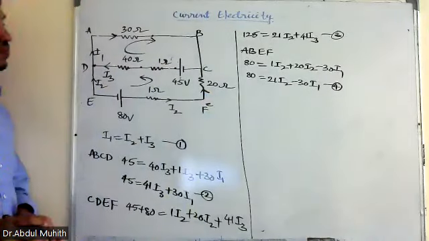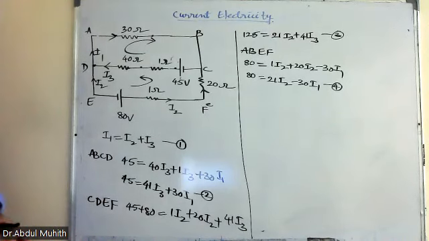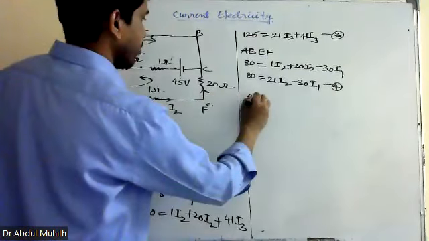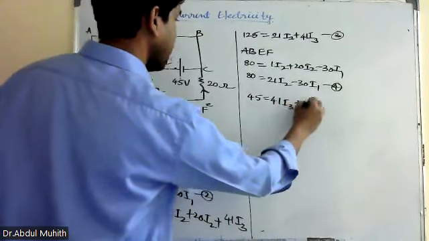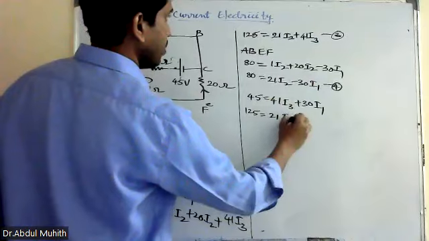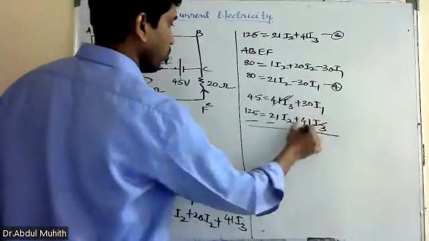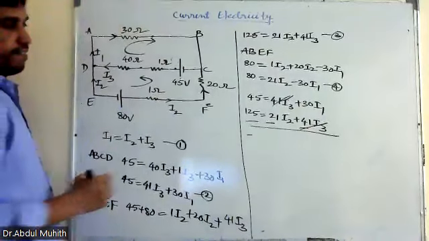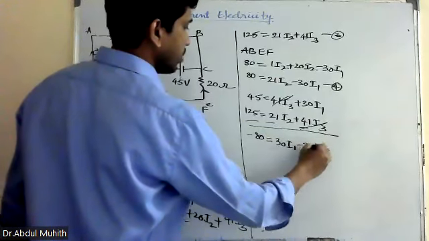Is that clear? So do we need to take the entire circuit? We can just find out these two and then add them up, right? For the entire circuit, no need. Only you can take this. 45 is equal to 41 I3 plus 30 I1. This one, 125 is equal to 21 I2 plus 41 I3. This will get cancelled. This and this will go away. So this will become minus 80 is equal to 30 I1 minus 21 I2. This is the thing.